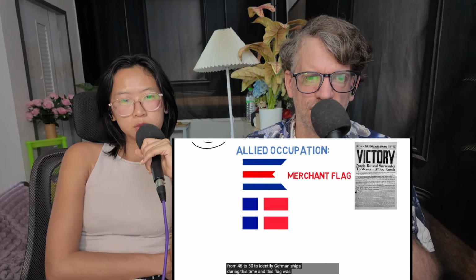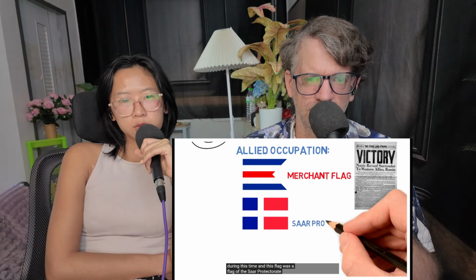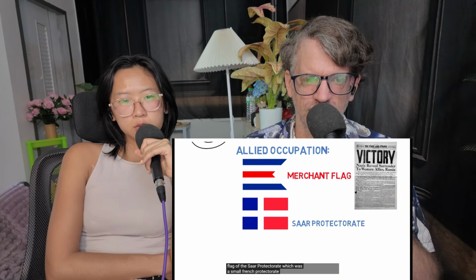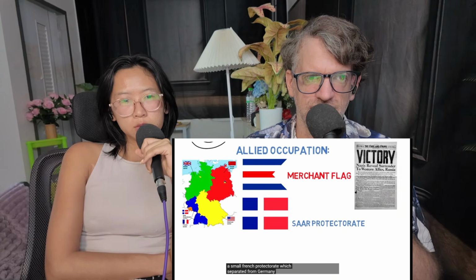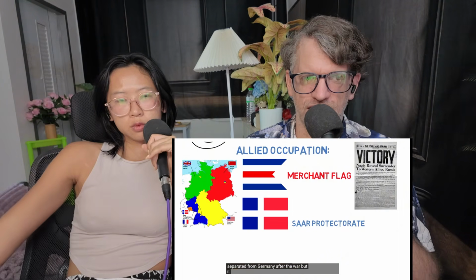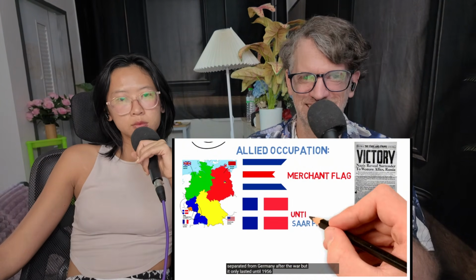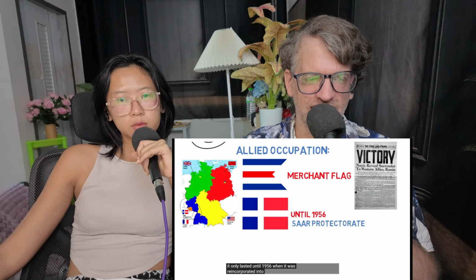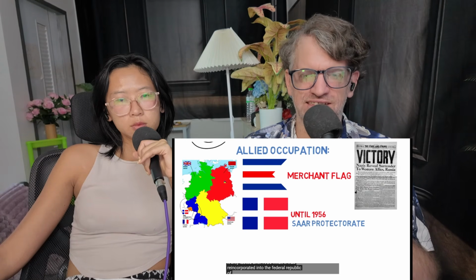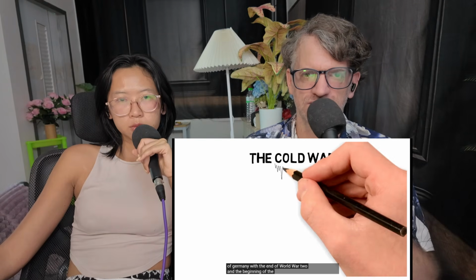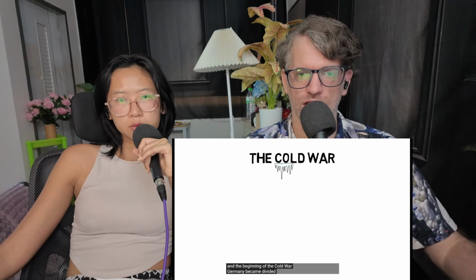And this flag was the flag of the Saar Protectorate, which was a small French protectorate which separated from Germany after the war. This looked like the Nordic Cross. Until 1956, when it was reincorporated into the Federal Republic. This is so of Germany. Not Germany.